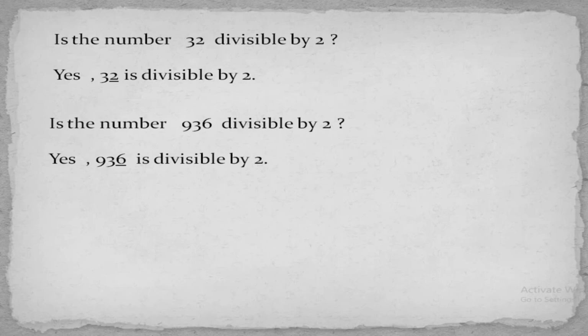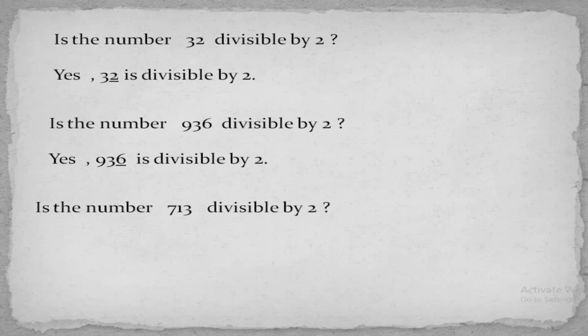The third example: is the number 713 divisible by 2? If we look at the ones digit, it is 3. 3 is not an even number, so this number is not even, it's not divisible by 2. No, the number 713 isn't divisible by 2 since it ends with 3. On to the divisibility by 5.